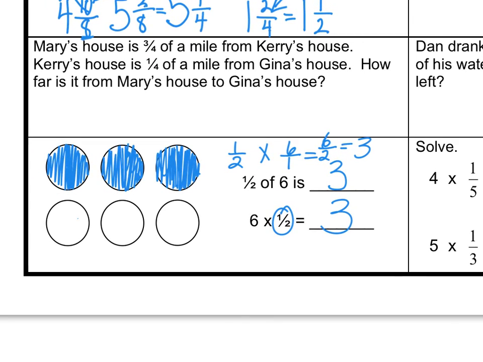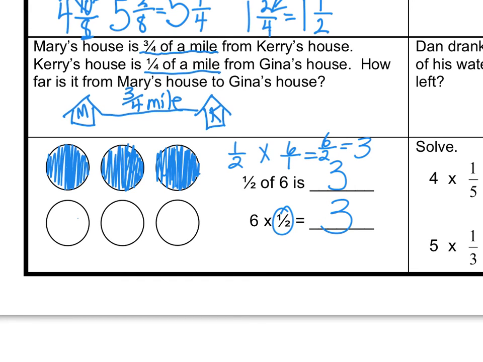All right, Mary's house is 3/4 of a mile from Carrie's house. Carrie's house is 1/4 of a mile from Gina's house. How far is it from Mary's house to Gina's house? So I like to draw little houses. All right. So we're going to do Mary's first. I'll put an M for Mary. And then it is 3/4 of a mile all the way to Carrie's house. I'll put a K. There's Carrie's house.